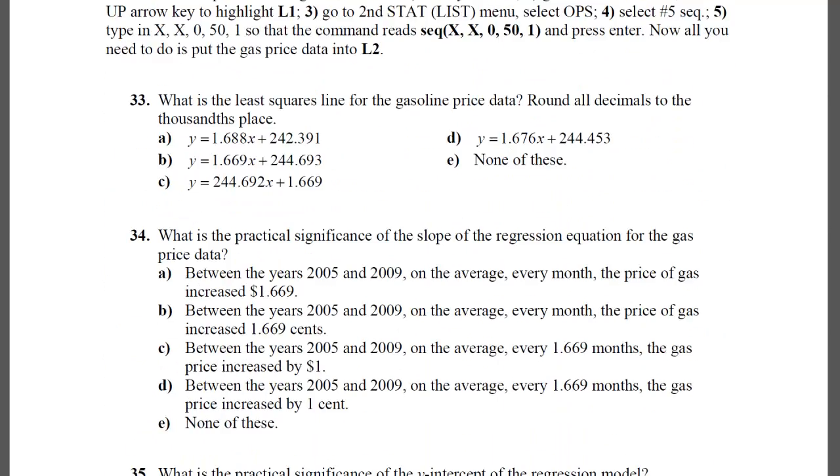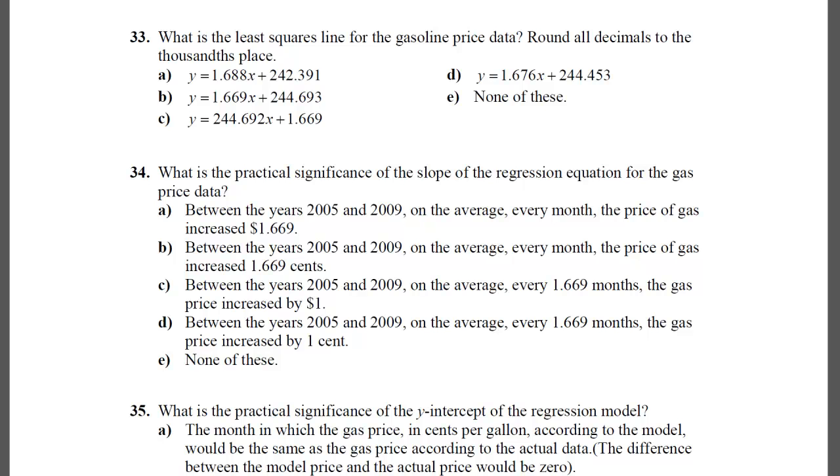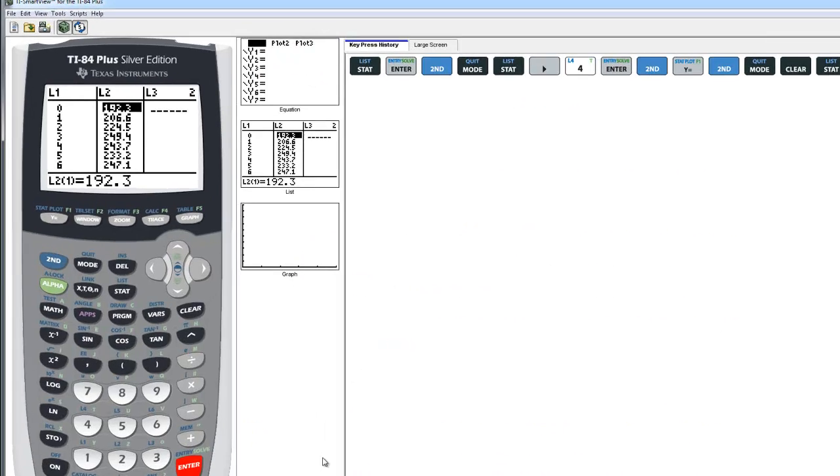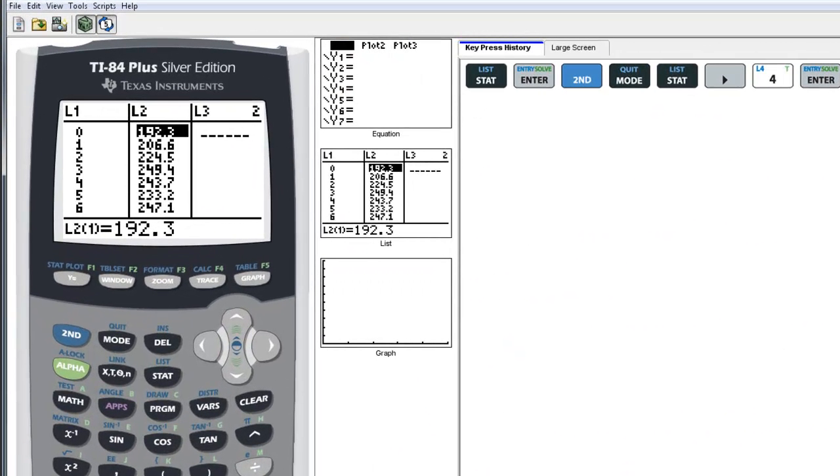So the 5 questions start right here with number 33, and you can see that the data set is going to need to be keyed in. Again, download the mock exam, print it out, and you can key it in off of that. I have it keyed into my calculator here, as you can see. The first thing is to run the regression equation, so I'll do that.